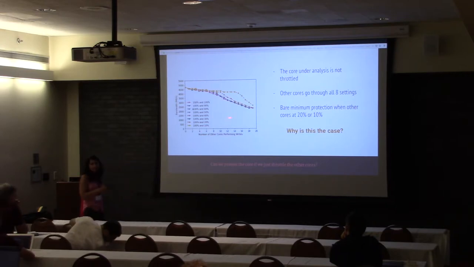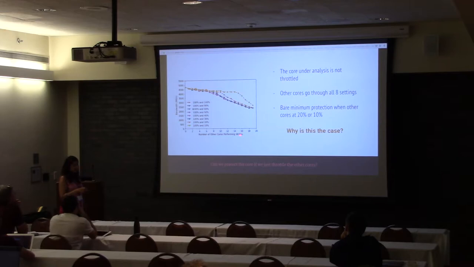On the x-axis, we still have the number of cores causing contention. And on the y-axis, we still have the bandwidth of one of the cores under analysis. The core under analysis is always getting 100% of the bandwidth. And the other cores that are causing contention are put on the same class of service. We try assigning all the different classes of service to them to see if any of the settings actually gives any protection to the one core that we're giving 100% to. So when we give 40%, we're asking: if all the other cores are being throttled at 40%, does our core that is at 100% actually gain any performance isolation?